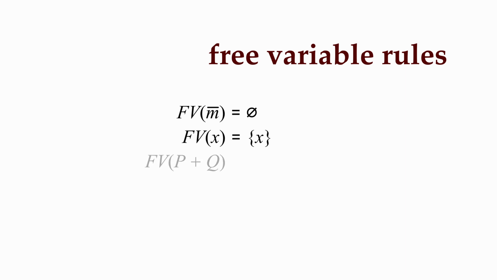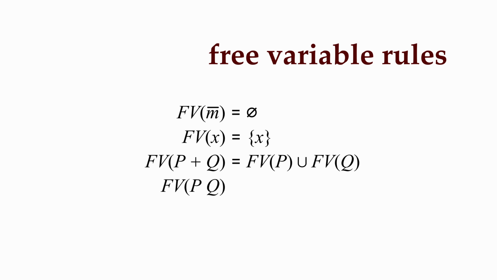If we have the addition of two expressions p and q, there might be free variables in either half of the expression, so the set of free variables is the union of the free variables in p and the free variables in q. The same could be said for other binary operators too, and it's also true of function application. If the function expression p is applied to the argument expression q, free variables could appear in either the function or the argument, so we need to take the union of both.